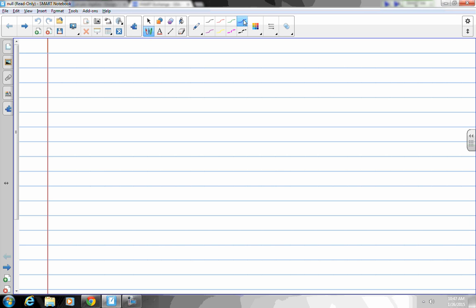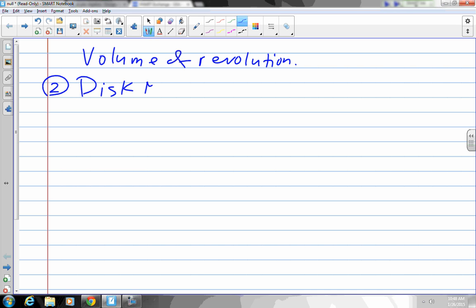So we have the volume of revolution, right? So we have two methods: disk method or washer, depending on the region.